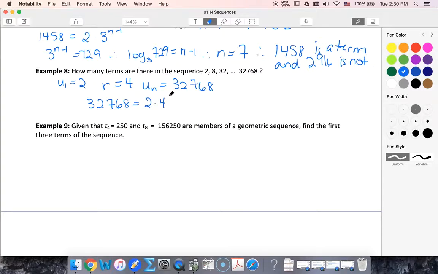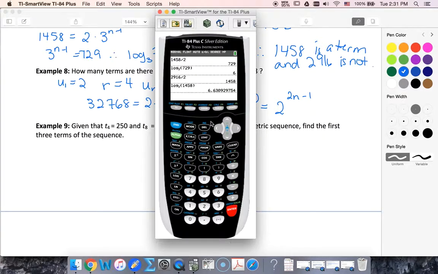u1 times r to the n minus 1. You know, in this case, I could combine this all to make 1 because I know that 4 is the same as 2 to the power 2. So now this is going to become 2 to the 2n minus 2, but I have a 2 over here, so I could say 2 to the 2n minus 1. And now I could do this with one log entry.